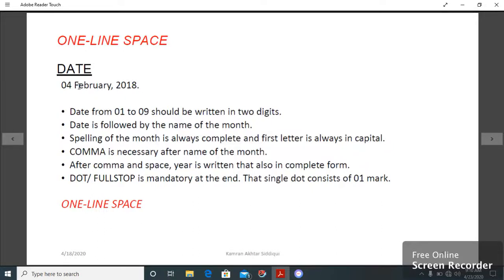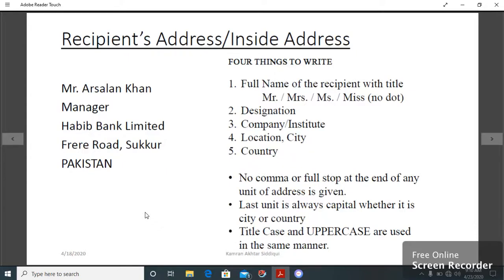One more thing that you need to be careful about regarding the date is that the name of the month is written in title case, which means the first letter will be capital and the rest of them will be in small case. So once we are done with this date, we once again give one line space and move to the next part, that is the recipient address, which is also known as inside address. Now here all the description is given.